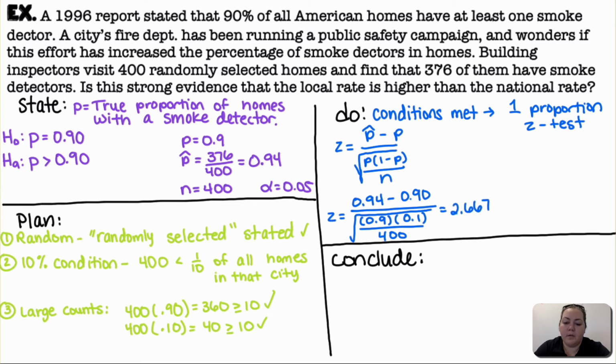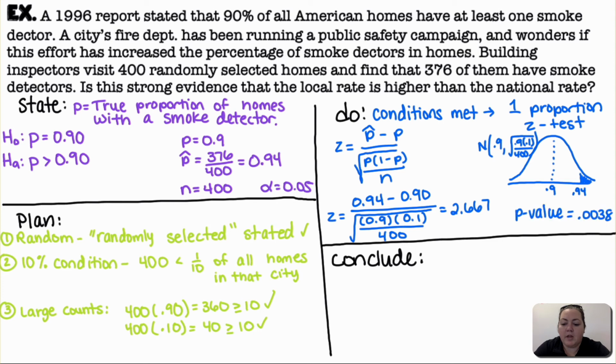All right, I'm going to draw my normal curve, make sure I label it with a mean of 0.9, a standard deviation, square root 0.9 times 0.1 over 400. So 0.9 is my mean, that's in the center. I'm going about 2.7 standard deviations away to my P hat value of 0.94. I'm doing a greater than test, so I'm shading above. And my P value was 0.0038.